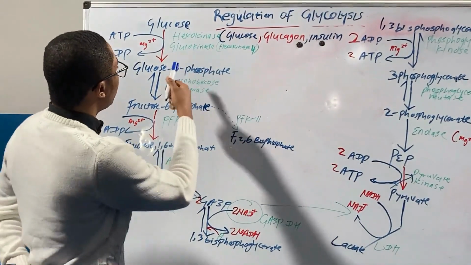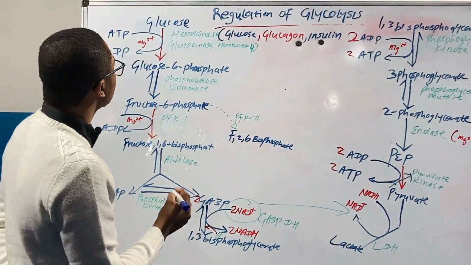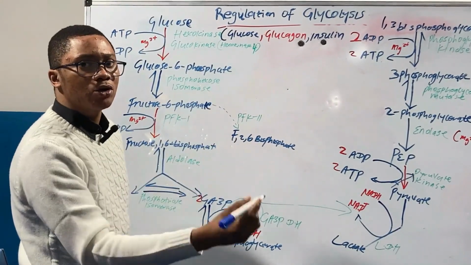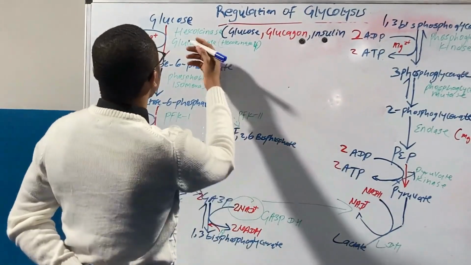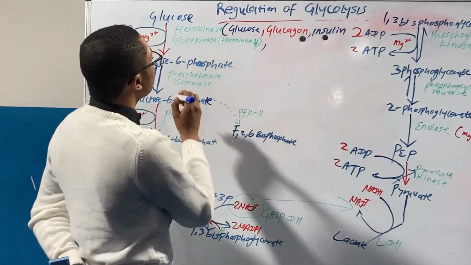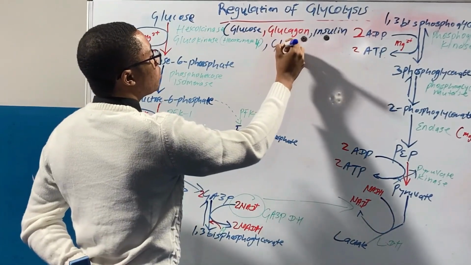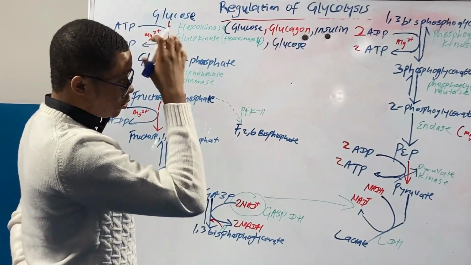Remember, glucokinase is found in the liver. A glucose increase in the human body also stimulates glucokinase in the liver to phosphorylate glucose into glucose phosphate. So the stimulator of glucokinase is also glucose.